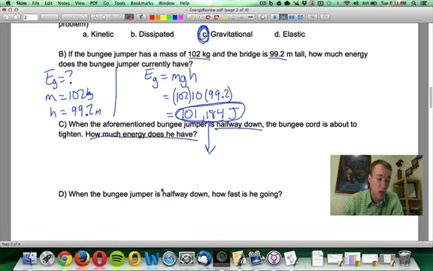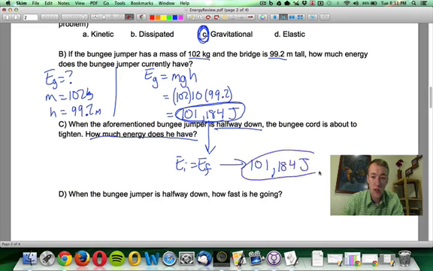Okay, there's no energy lost, no energy added, so since initial energy is going to equal the final energy, we didn't lose any energy, didn't gain any, he's still going to have 101,184 joules. Didn't lose any, didn't gain any.